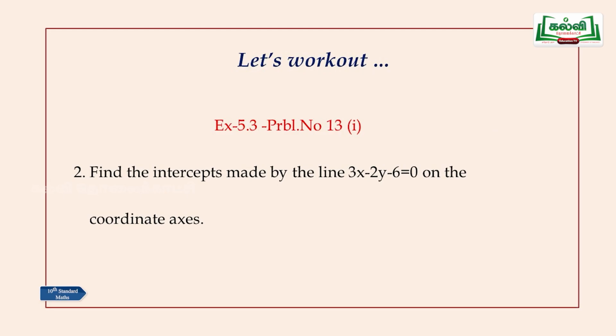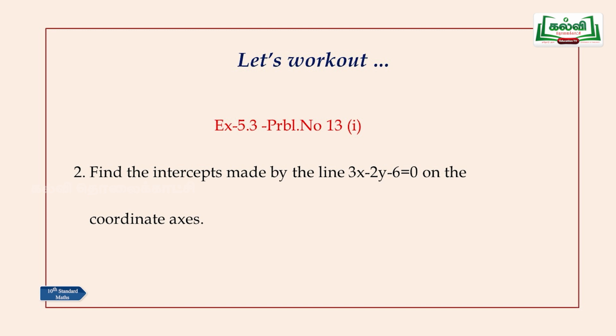Now, we will move on to the second question. This is the problem number 13, the first subdivision from exercise 5.3. The question says find the intercepts made by the line 3x minus 2y minus 6 is equal to 0 on the coordinate axis. Okay.